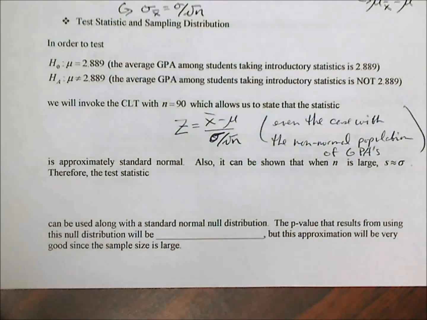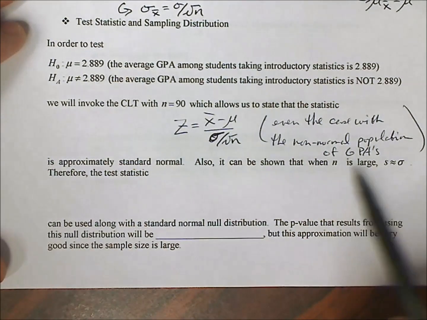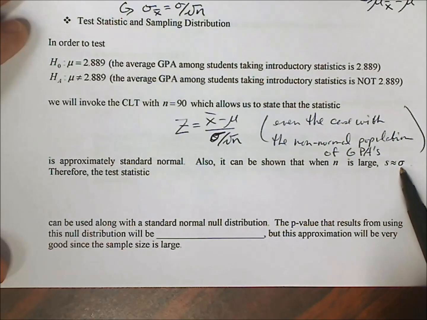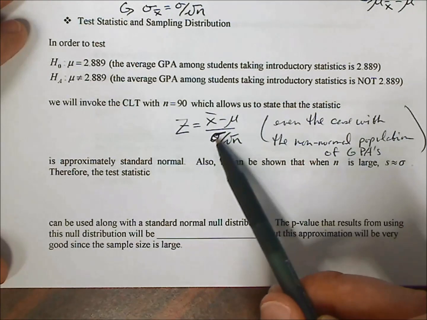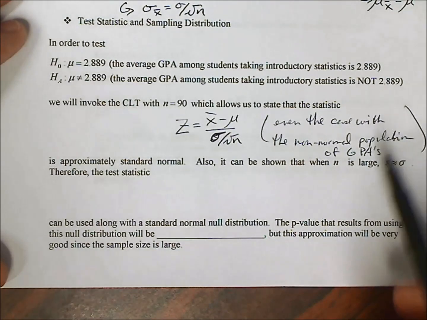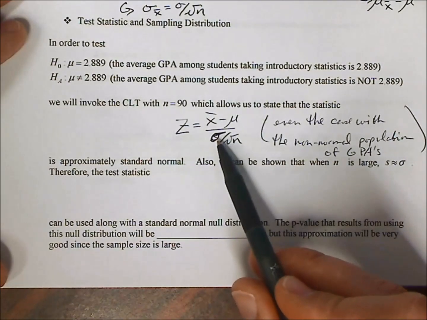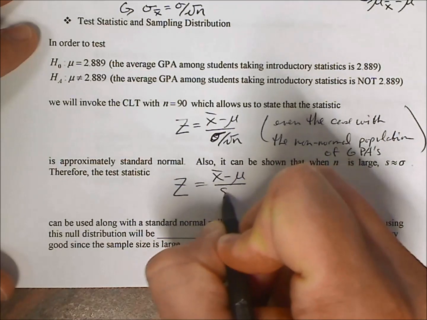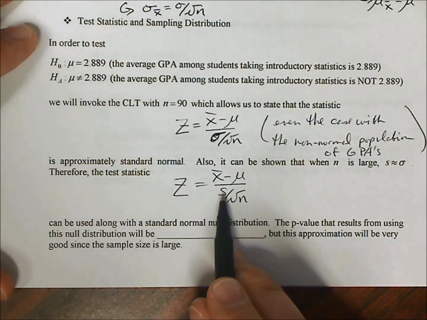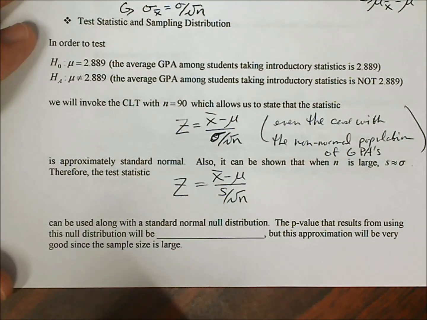Now it turns out, and we won't go into a lot of detail here in this class, that when n is large, S is sufficiently close to sigma. Now, why am I talking about this? Well, this test statistic is not useful for us because we don't know sigma, the standard deviation of the population. So it makes sense to replace it with S. And if we replace it with S, when n is large, it turns out S is pretty close to sigma, and in turn, this ratio with S in the denominator, I'm going to call it Z also, also follows an approximate standard normal distribution.